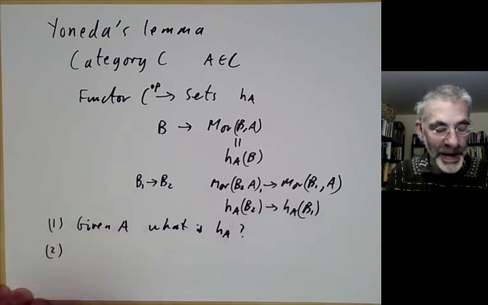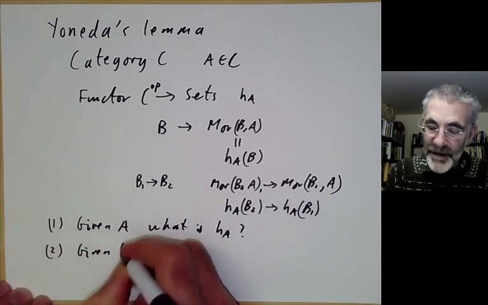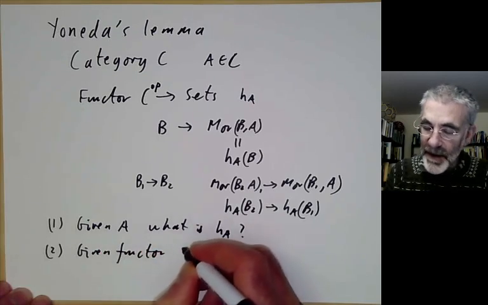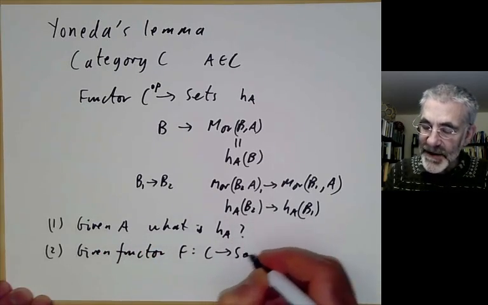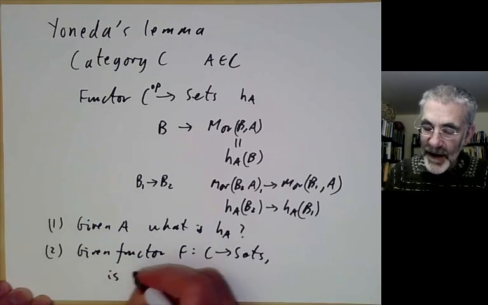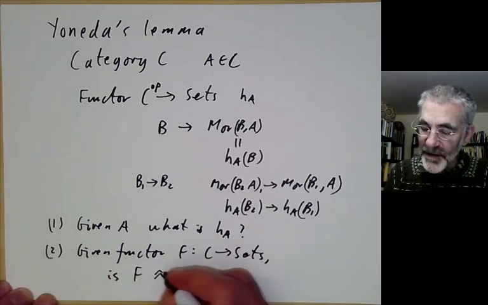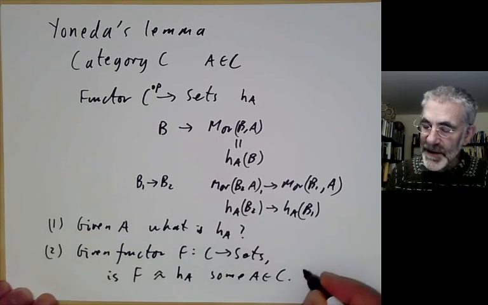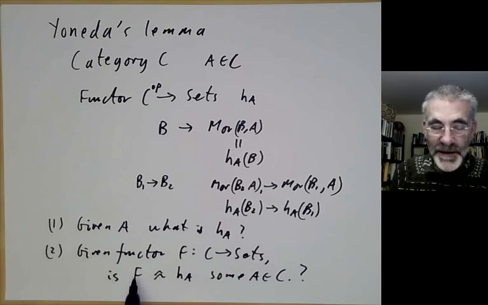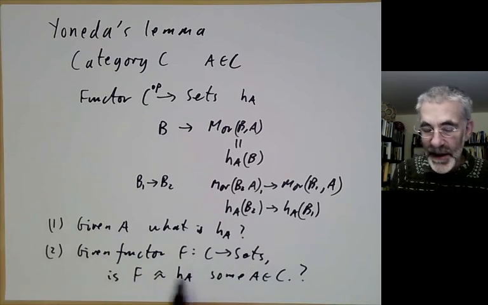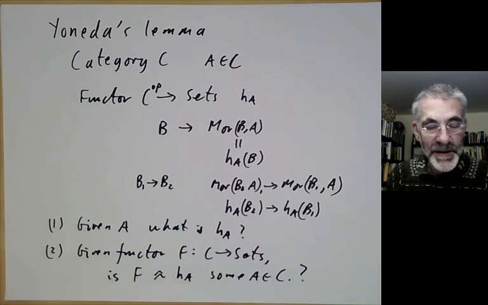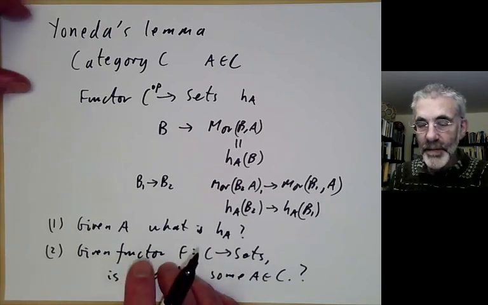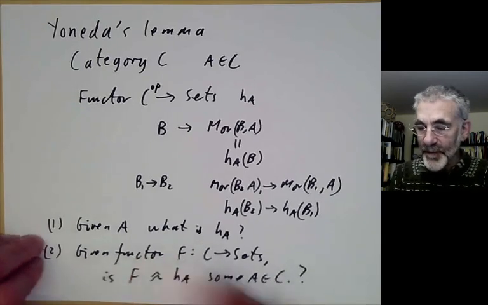And the second question is, given a functor F from C to sets, is F isomorphic to a functor of the form H of A for some A in the category C? So if it is, we say the functor F is represented by this object A. So the question is whether functors are representable or not. And it seems best just to start by giving a few examples.